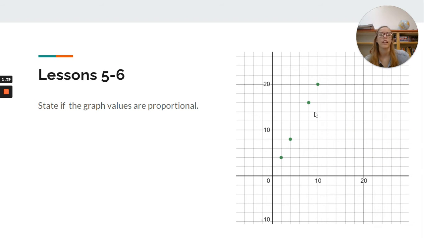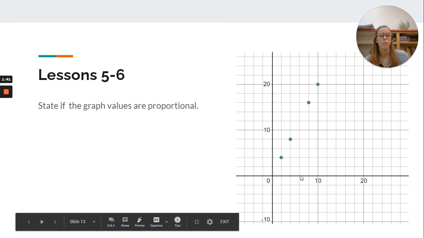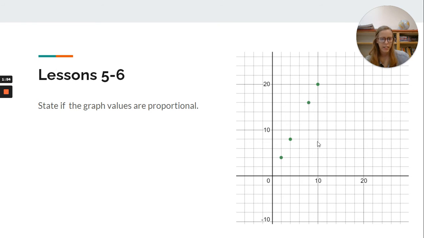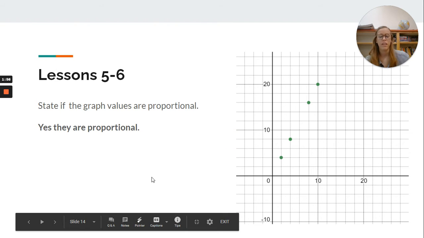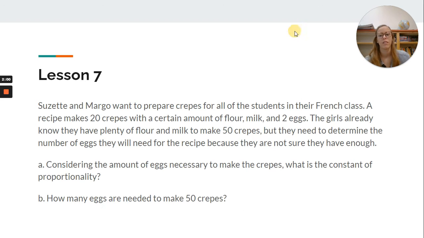Lessons 5 and 6, we looked at graphs to find out if ratios were proportional. So if we were to write it out, it'd be 2 and 2, 2 and 4, 4 and 8, 8 and 16, and 10 and 20. So they are proportional. All of them are just doubling to get to the other one.